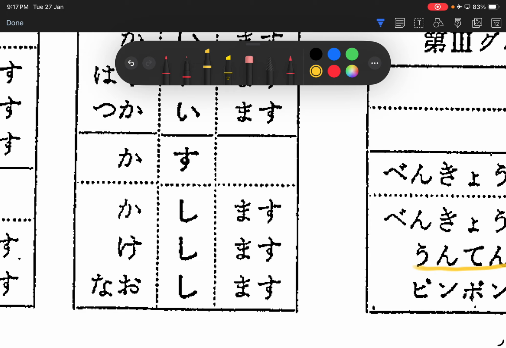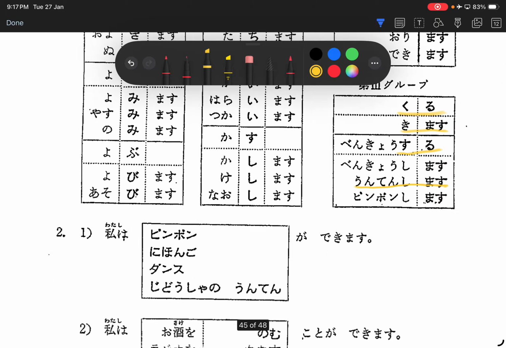Kasu. Keshimasu, kesu. Naoshimasu, naosu. Straightforward, right? Not so difficult, right? Okay, then we go back.